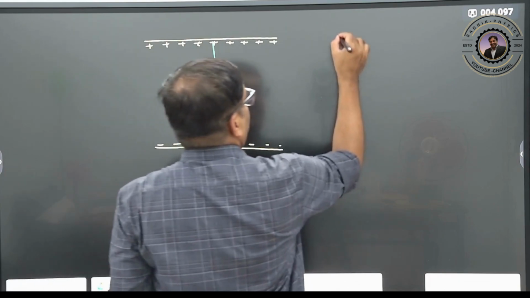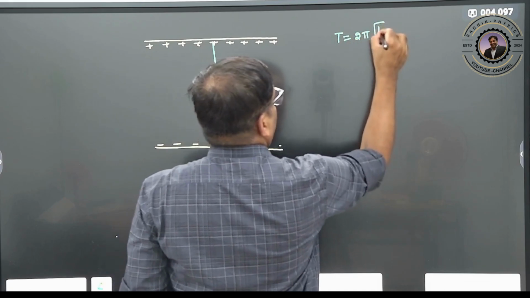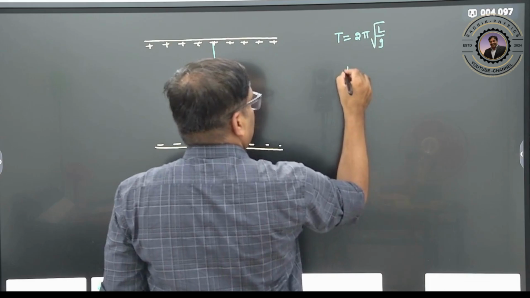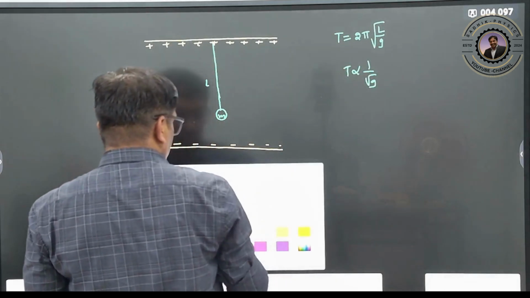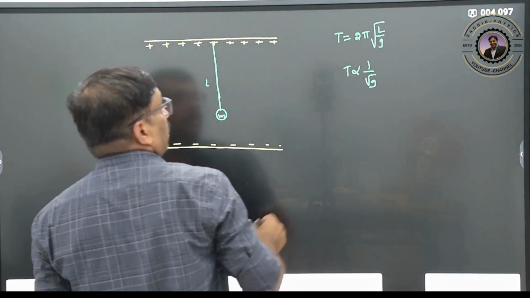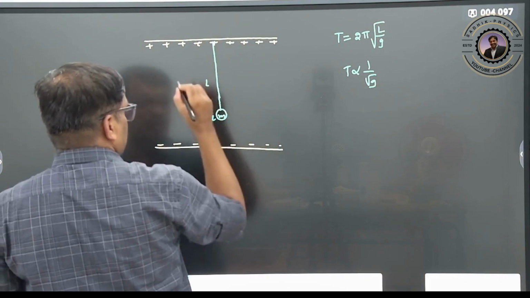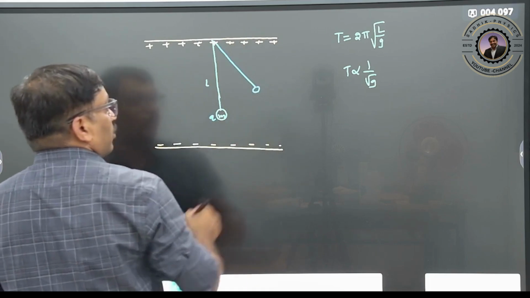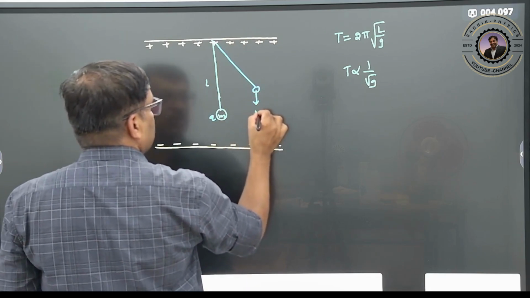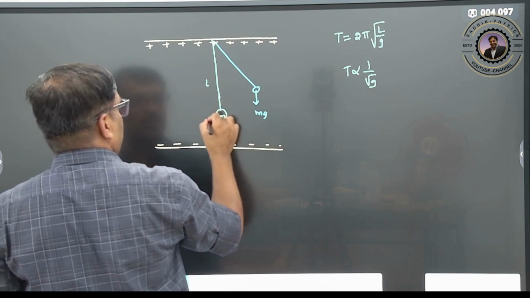So, the initial time period is how much now? Time period is equal to 2 pi times square root of L by g. That means time period is inversely proportional to the square root of g. Now this electric field is there, and it has some charge Q. So when it comes here, what will be the net force? The downward force is mg, and suppose a positive charge is given.